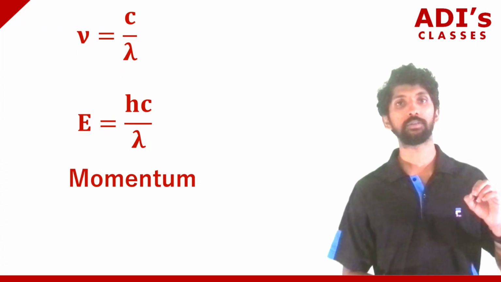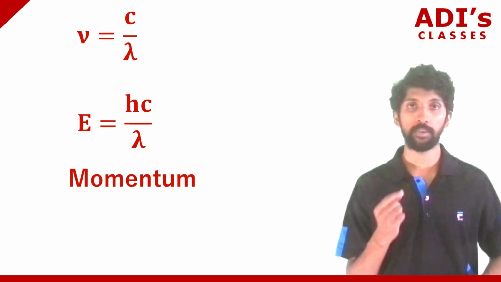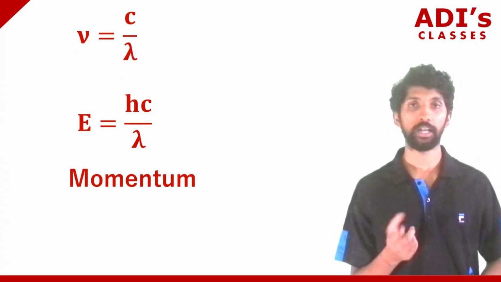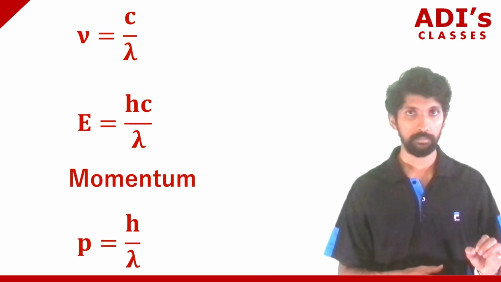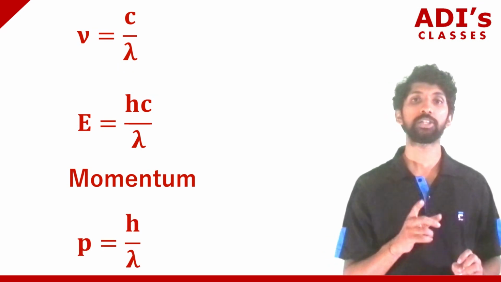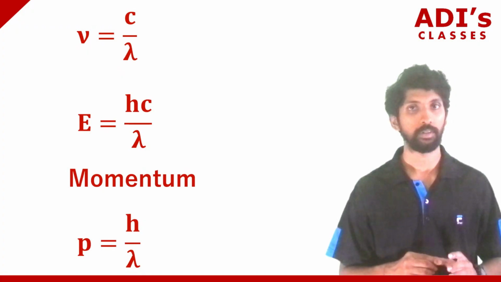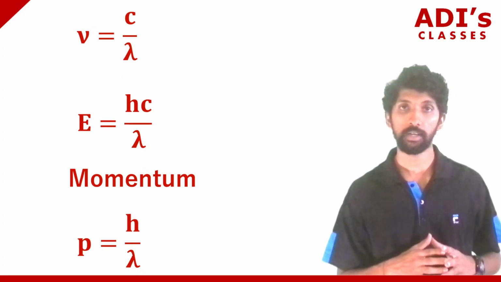Now coming to the momentum, because if light is behaving like a particle, it should have a momentum, right? So momentum is given by h divided by lambda. Okay, so p is equal to h by lambda.